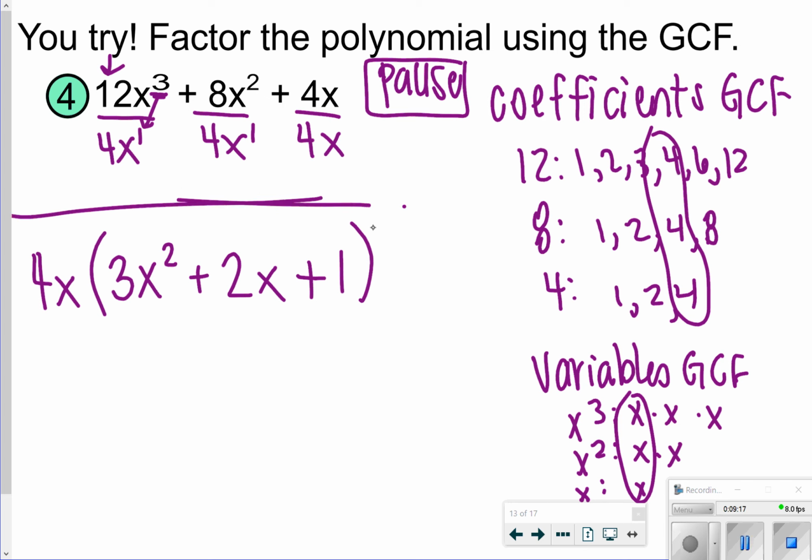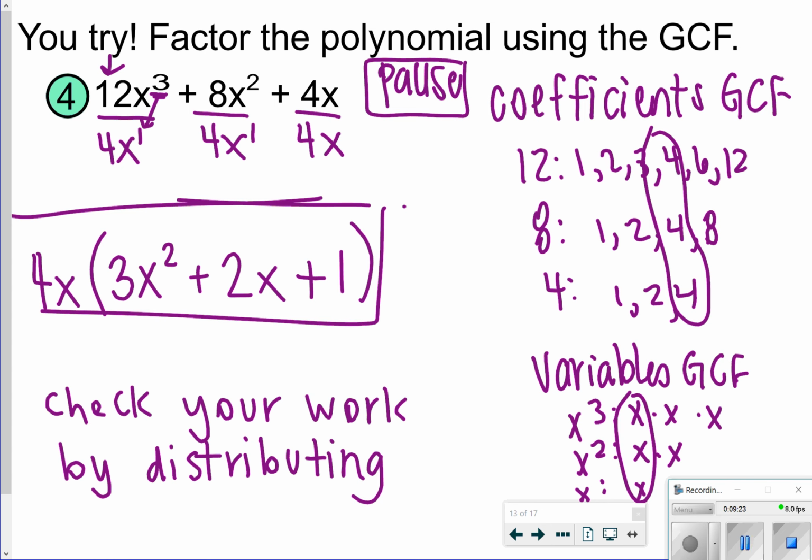Remember, you can check your work by just distributing again. Once you distribute, if you get the same answer as what you started with, you know that your answer is correct. So that's another way that you can always check your work. 4x times 3x squared is 12x cubed. 4x times 2x is 8x squared. And 4x times 1 is 4x.